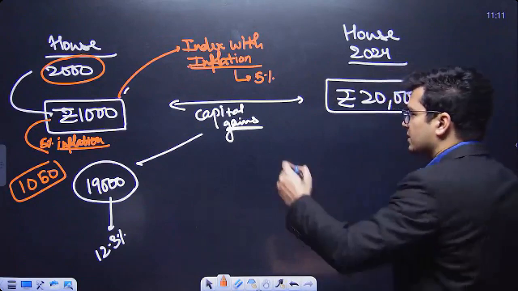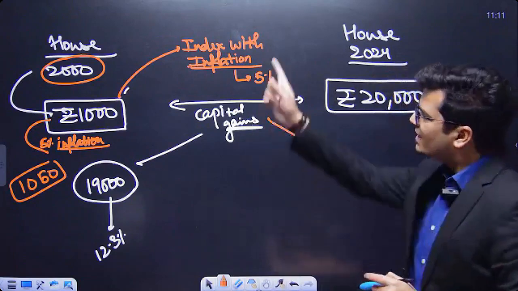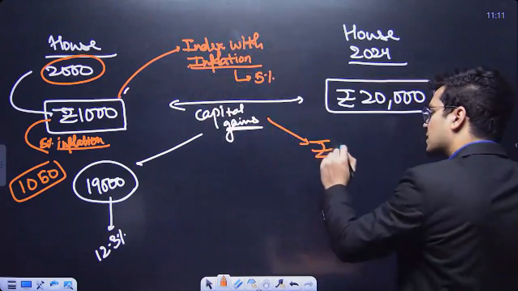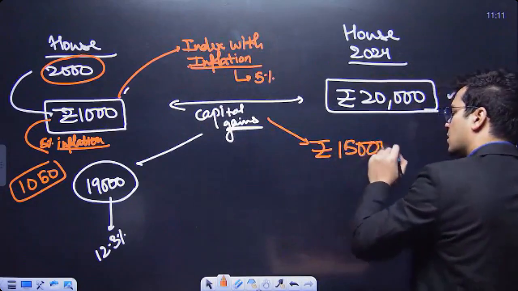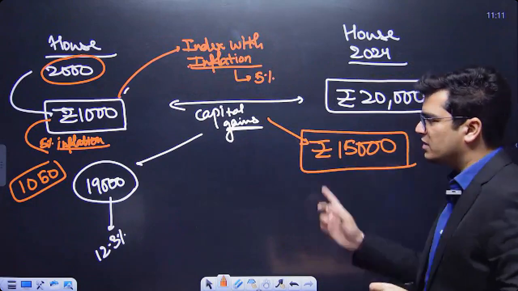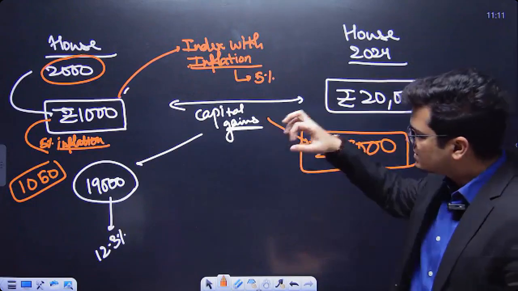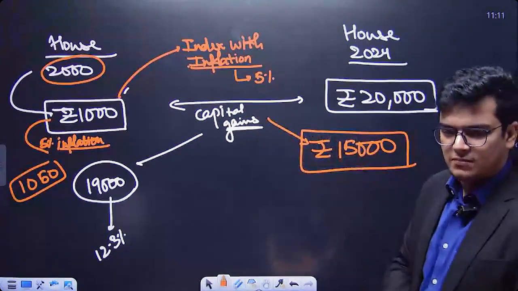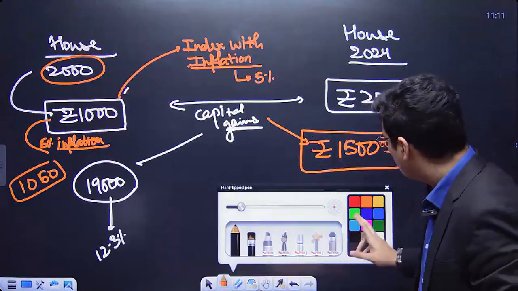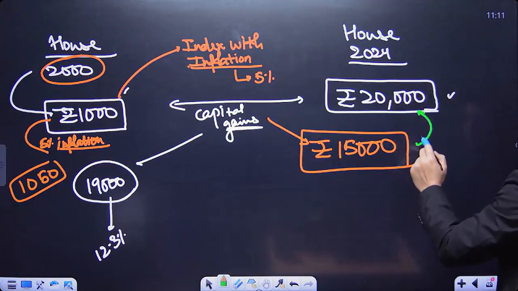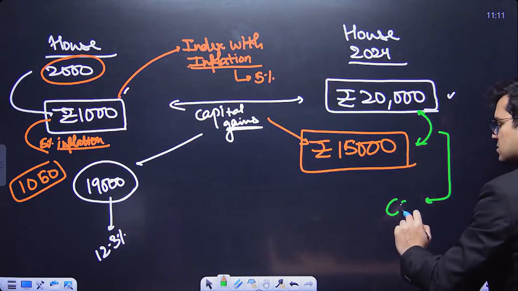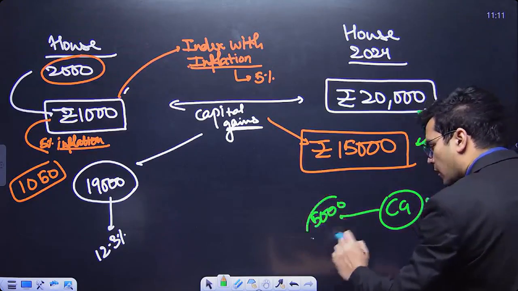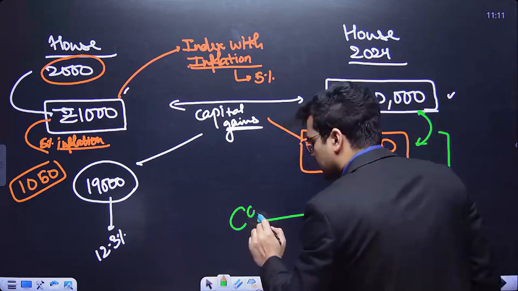Now government will say that in 2024 the inflation indexed value of this house is rupees 15,000. This is the inflation indexed value of this house. If I look with inflation, its actual value is this much. This will not be the figure, I'm just giving an example. Now government will say you are selling it for 20,000, so your actual capital gains now are rupees 5,000. On this, pay a capital gains tax.